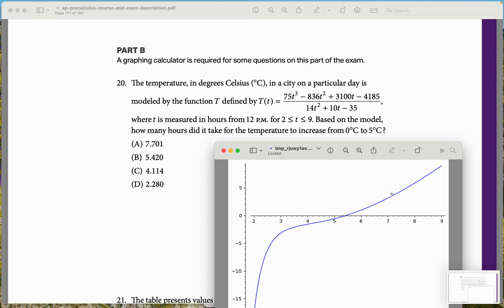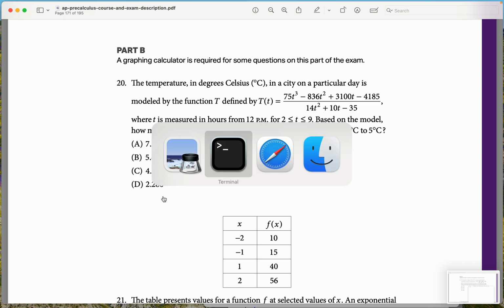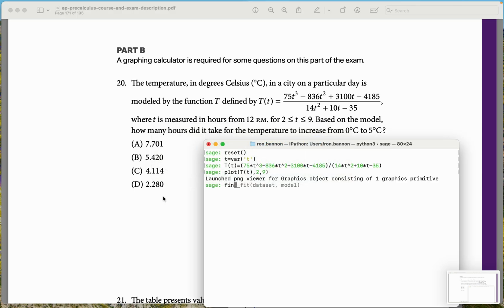Now, granted, you might look at the graph and say, I'm going to just tell you it looks about 2 point some odd hours. That's fine. You can do that and say answer D. What I want to do is use SAGE. And what I'm going to do is find the root. Find root. And it's T of t.